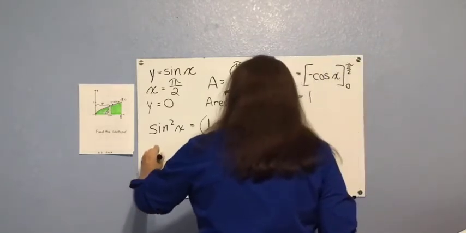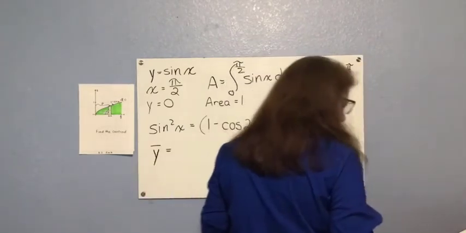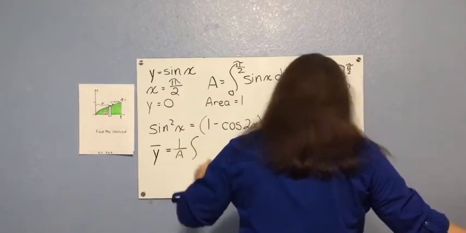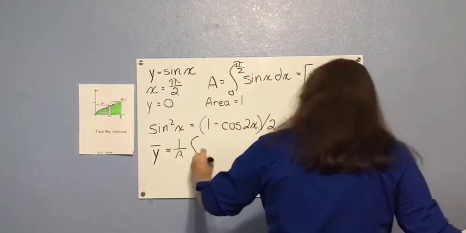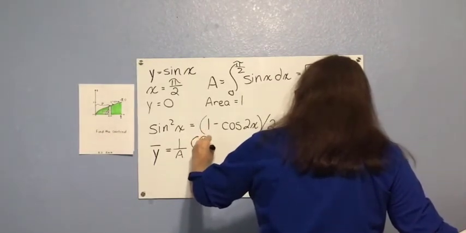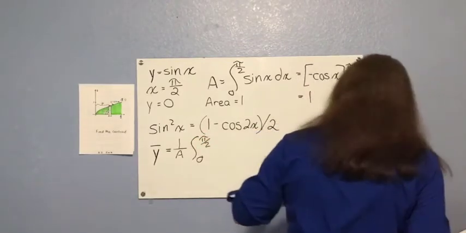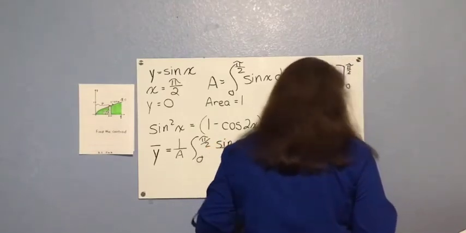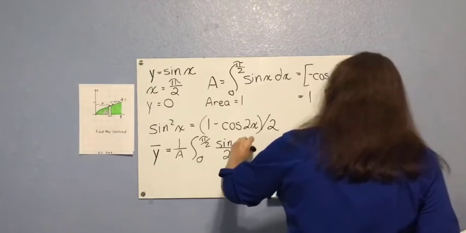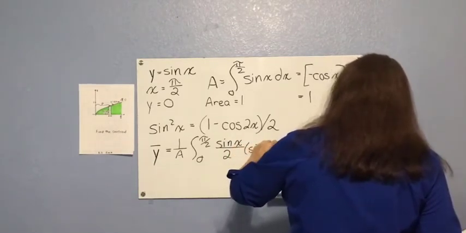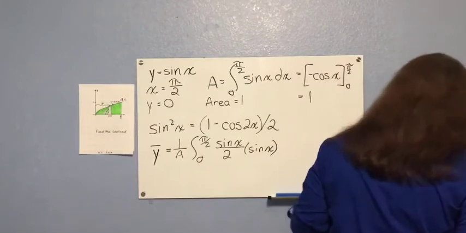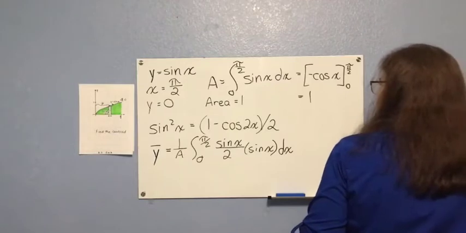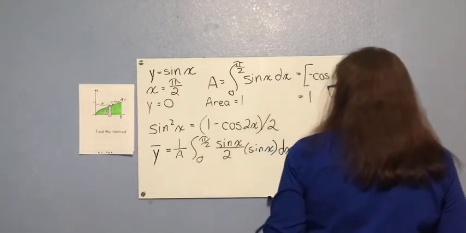Now for y bar, I get 1 over A times the integral from 0 to pi over 2 of sine x over 2 times sine x dx. Okay, remember my area is 1, so this is just 1.